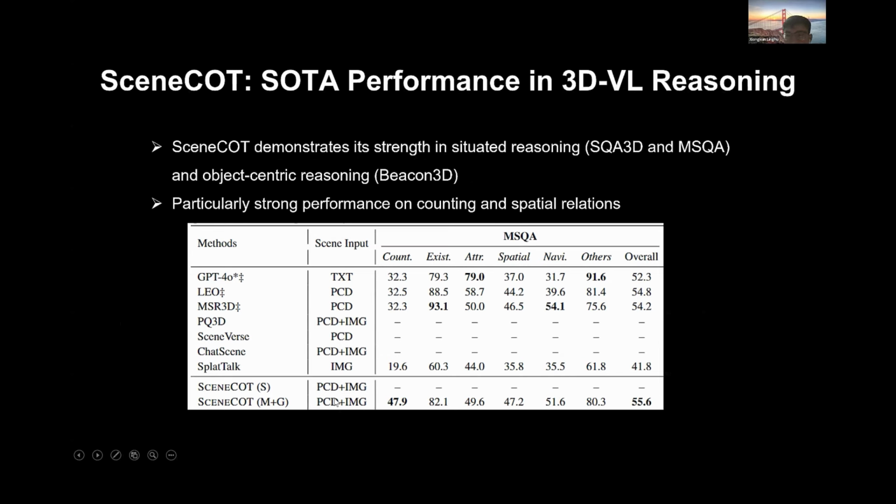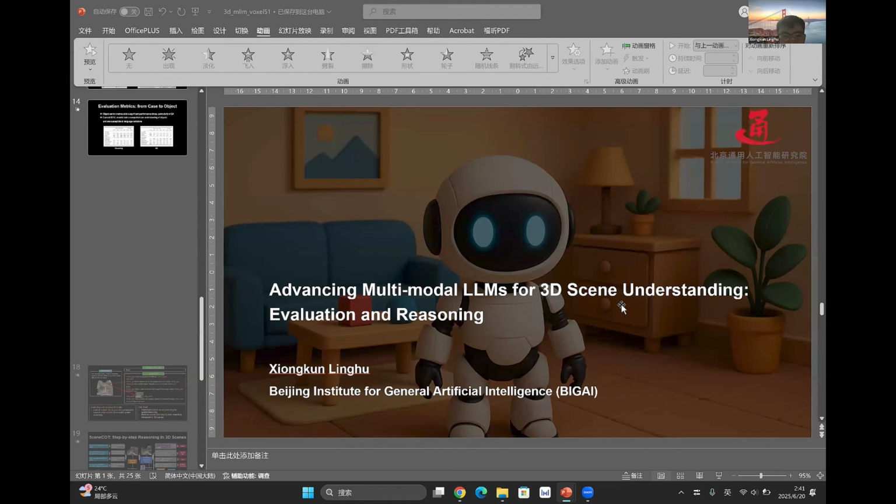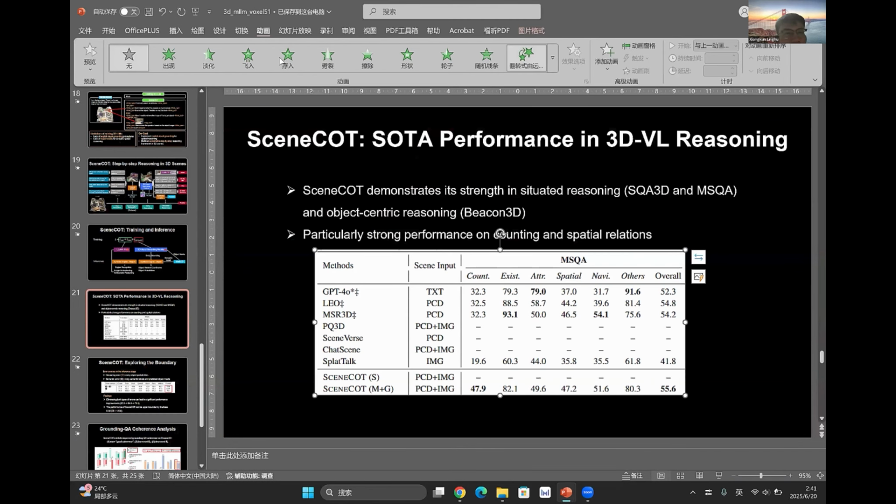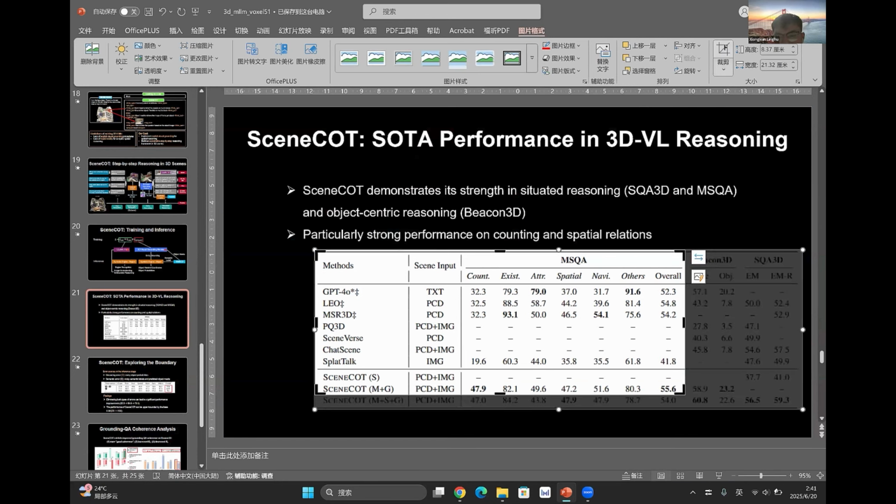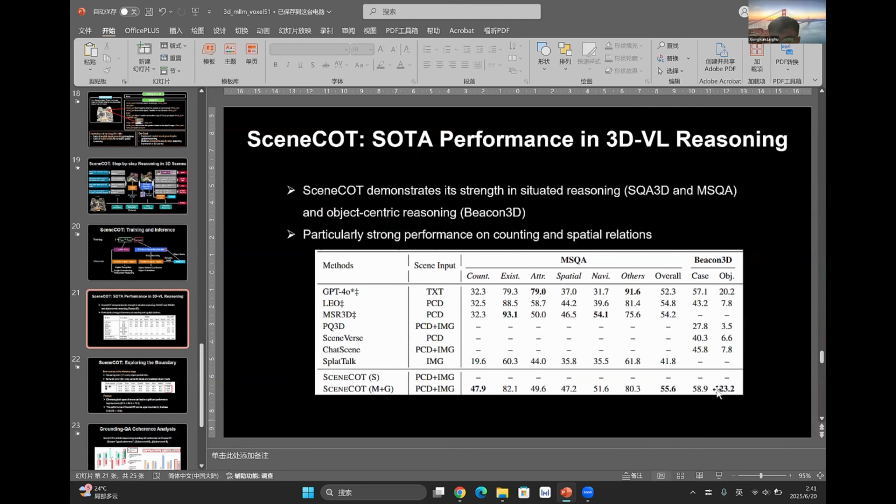So here I will quickly go through the result. Our framework has the best result on the MSQA benchmark as well as Beacon3D. In this page, I just missed the result. I can show it. Our model significantly enhanced the performance on Beacon3D, and we had the higher performance on per-object accuracy.